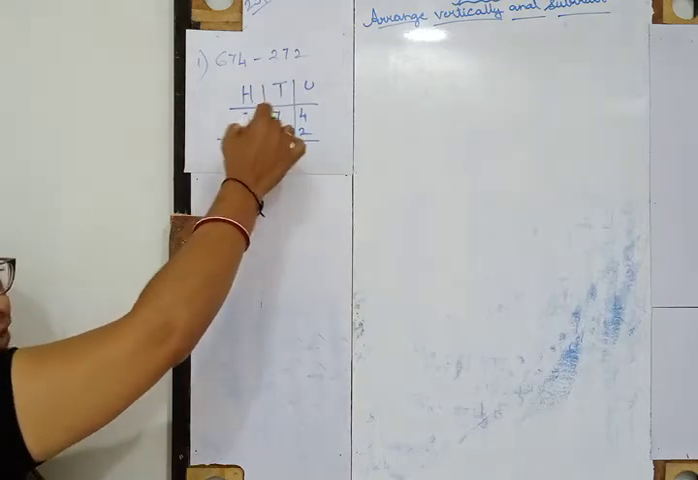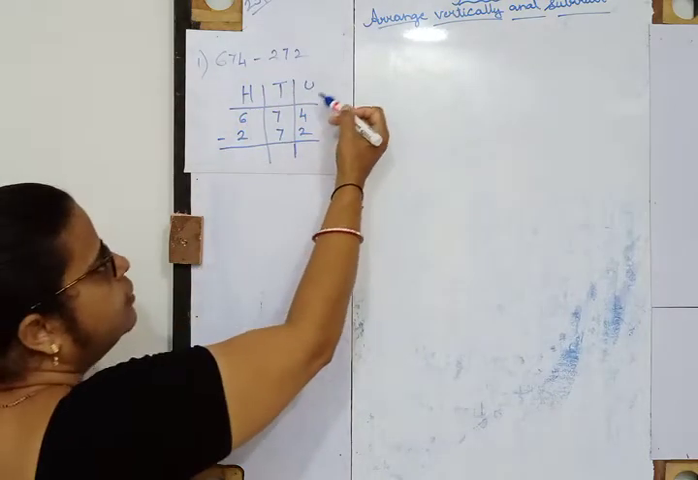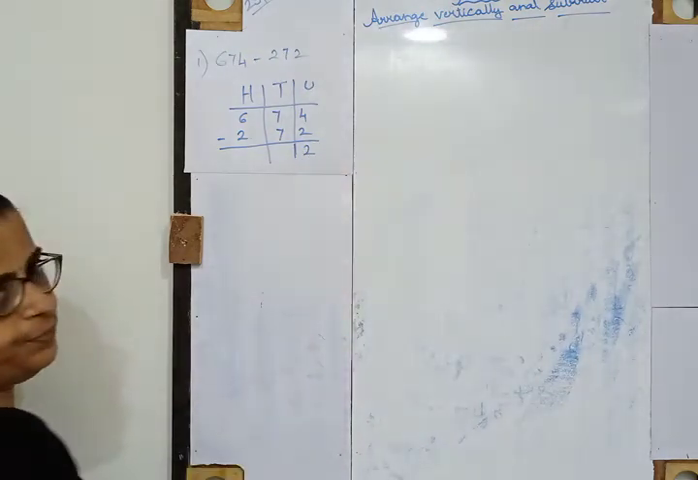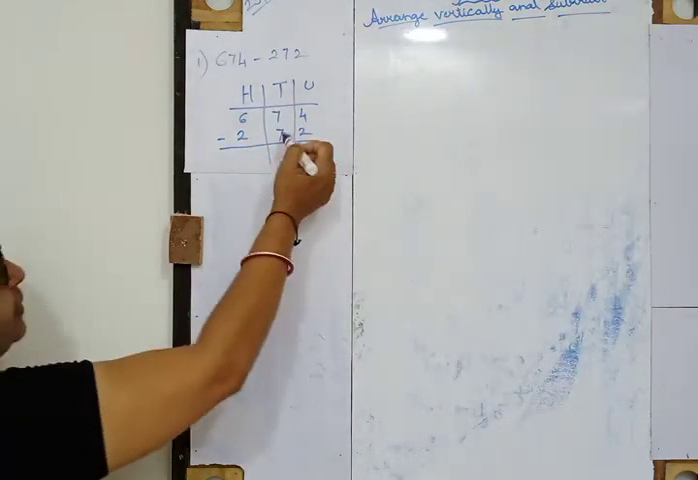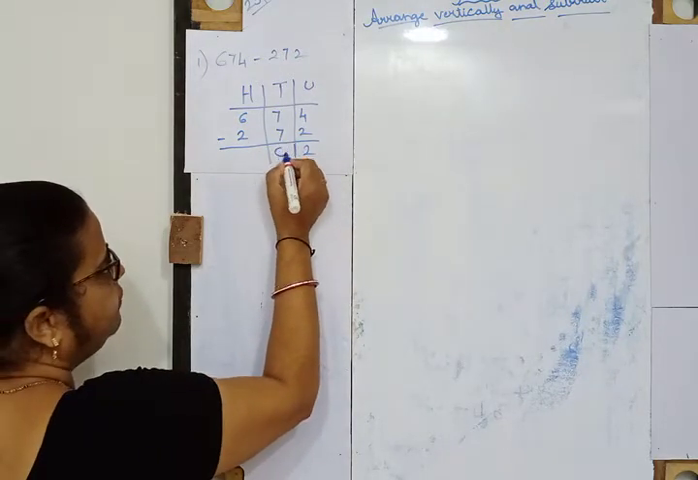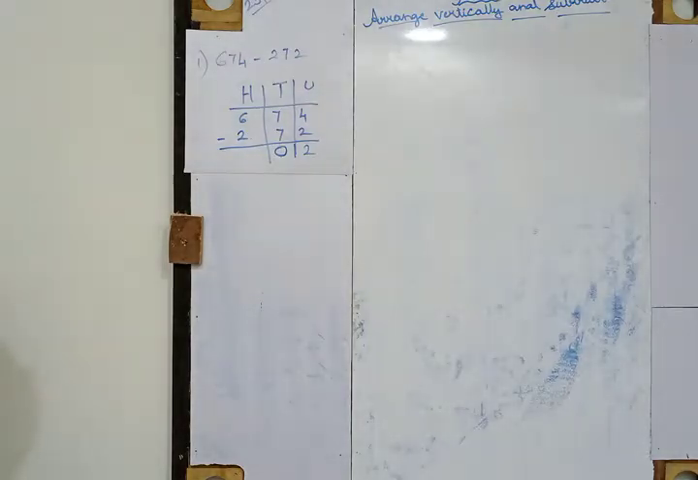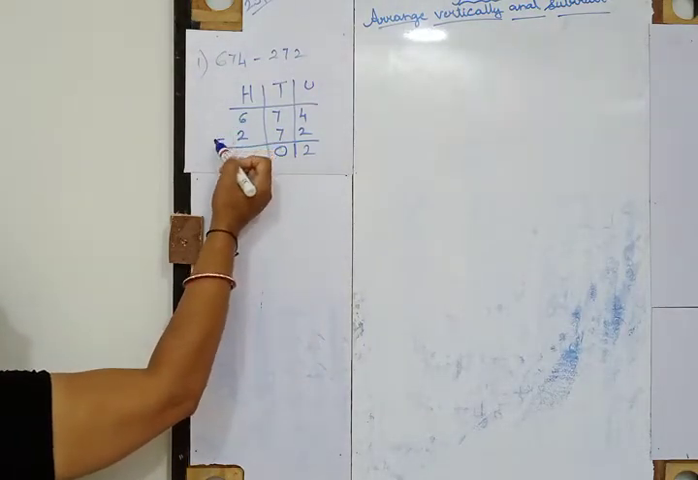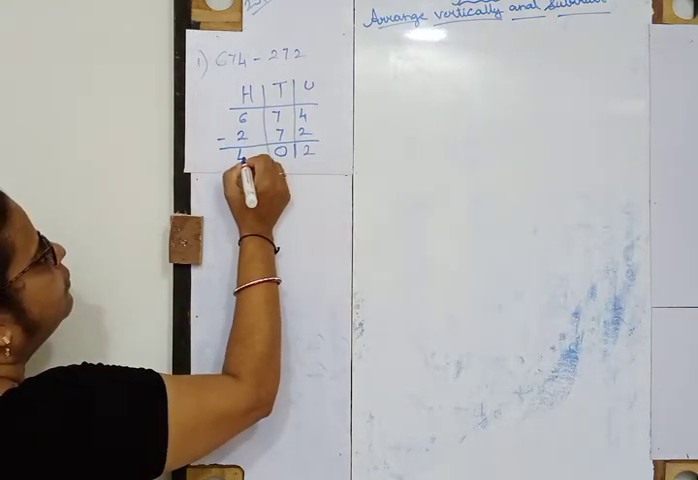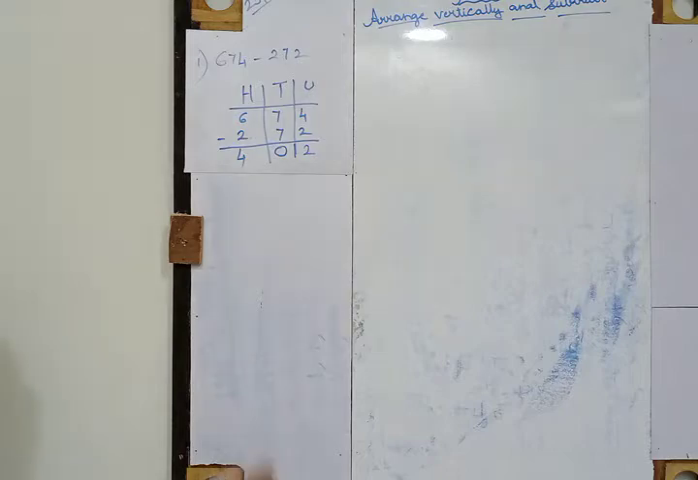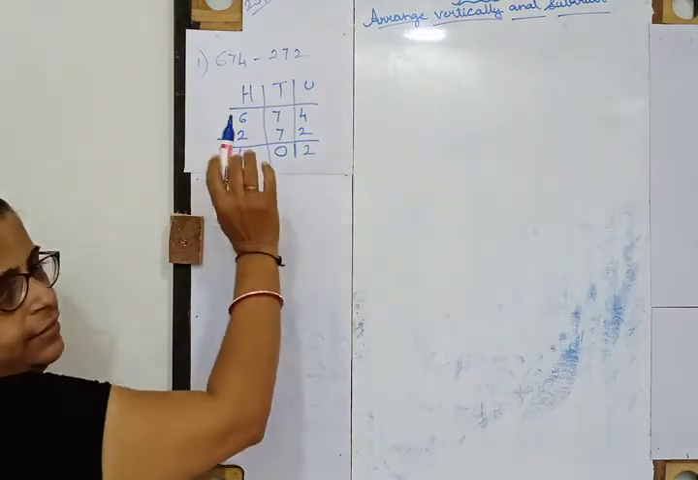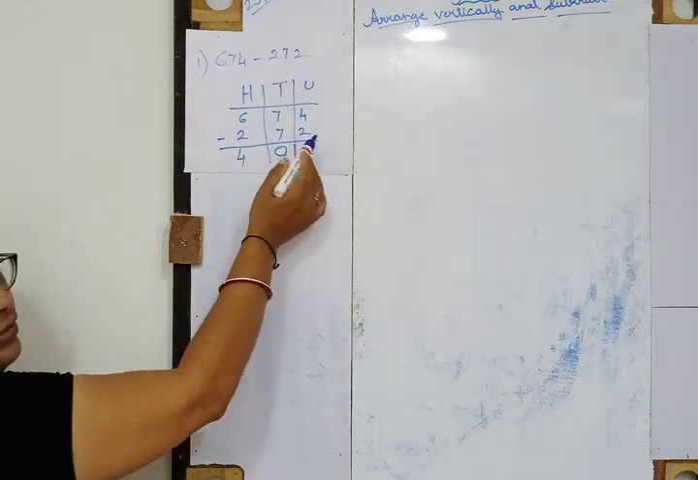While subtracting, first we begin with units. So 4 units minus 2 units, we get 2. In the tens column, 7 minus 7, how many do we get, students? 0. So in the hundreds column, 600 minus 200, we get 400. So that is 4 hundreds, 0 tens, 2 units. The answer is 402.